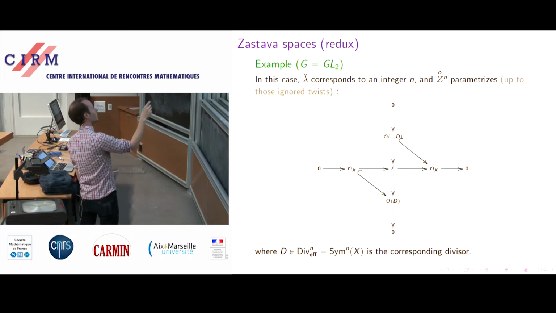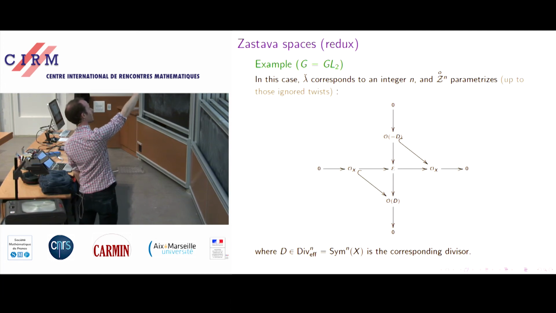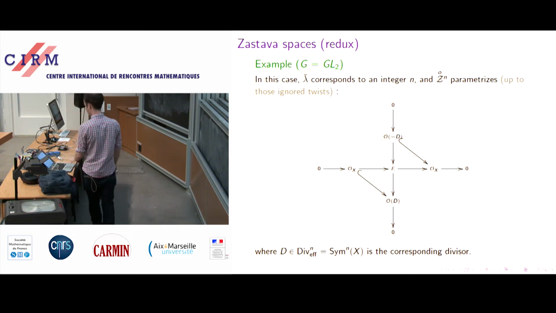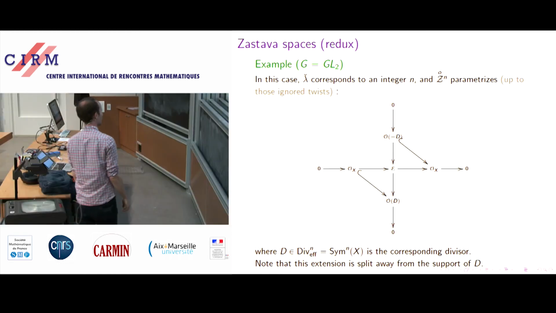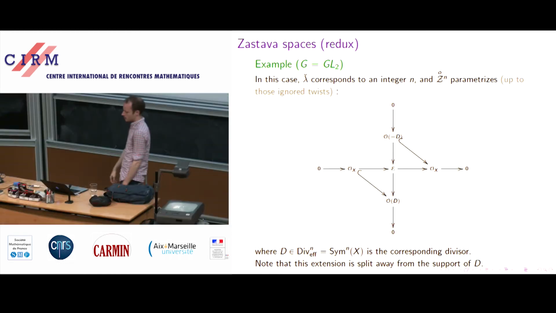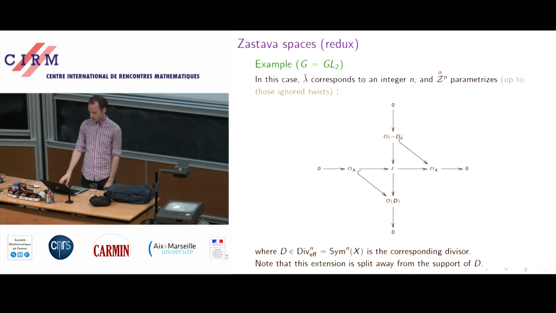And what I require is that the two things be compatible in the sense that those diagonal maps should be the standard embeddings. So one thing that you should note from this picture is that away from the support of D, my extension is just completely split. So that's the sense in which everything is trivialized away from the support of the divisor.